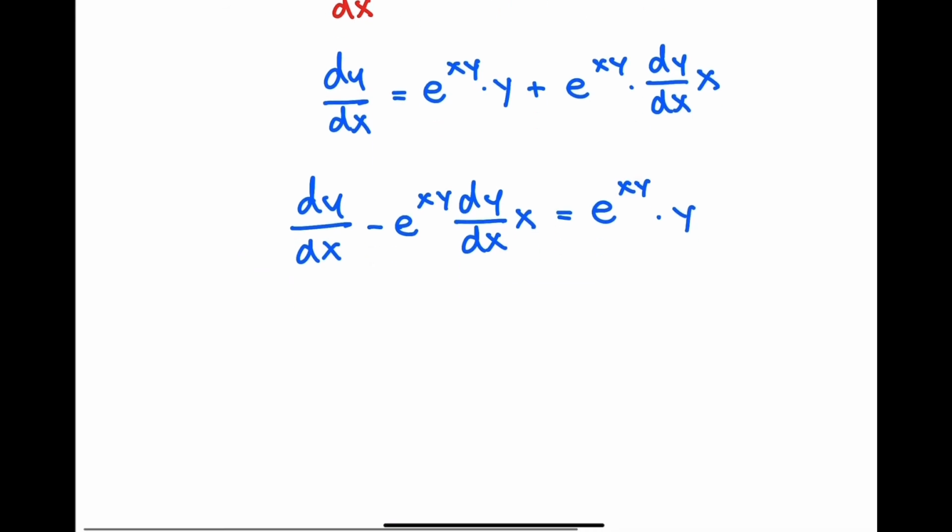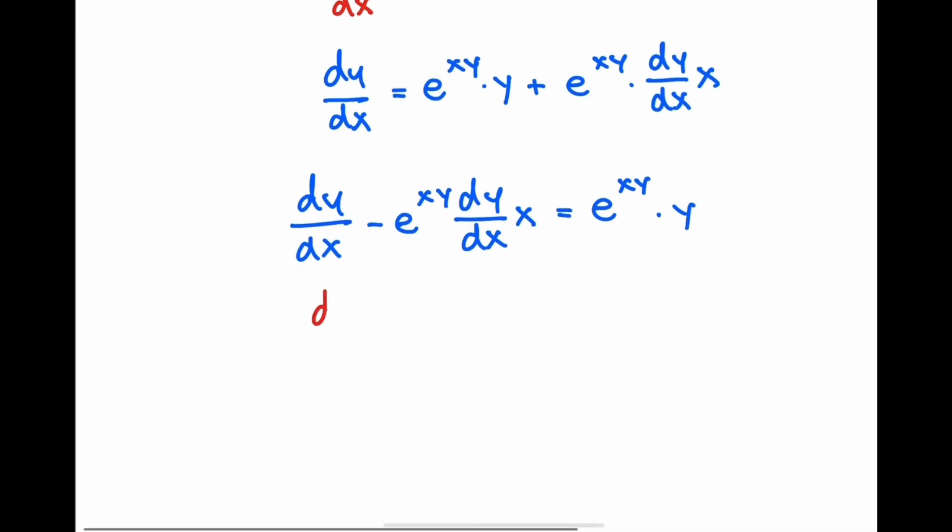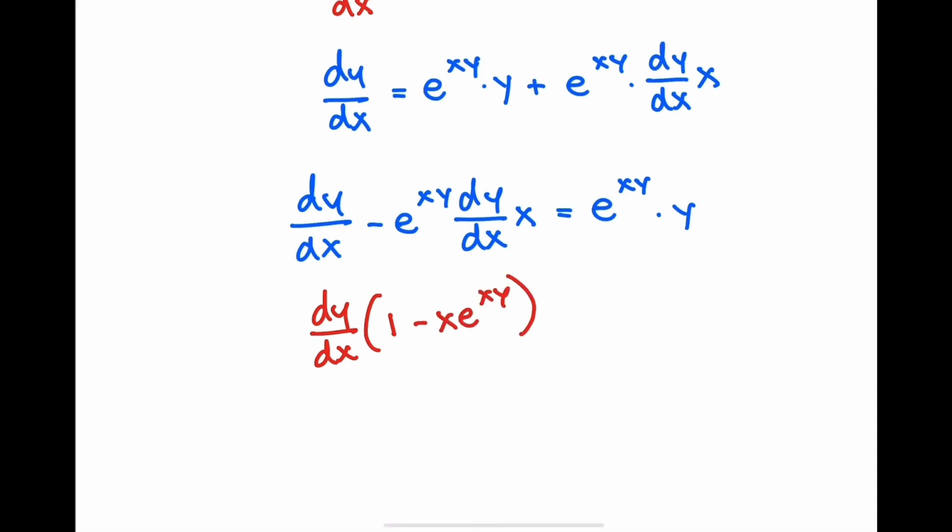All right, now the last thing that I'm going to do here is I'm going to try to factor out the dy by dx on this side. Because the point of us doing this was now all the terms on the left side have a dy by dx, right? So we can totally factor that out. All right, so if I factor out dy by dx, I'm going to have 1 from this term minus x e to the xy from this term.